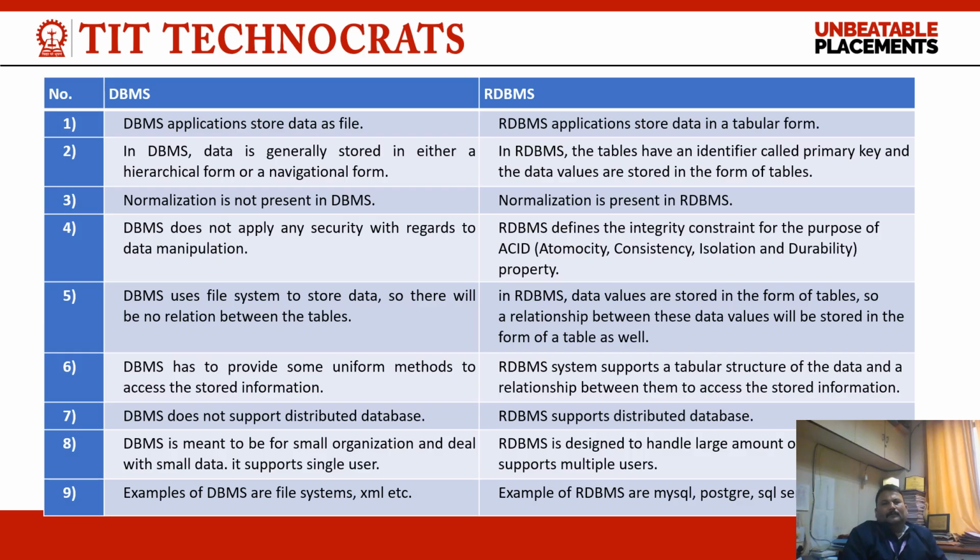Now we compare the difference between DBMS and RDBMS. You can see that there are some differences, so let's start one by one and discuss. DBMS applications store data as files, while RDBMS applications store data in the form of tables, which means tabular form. In DBMS, data is generally stored in either a hierarchical form or a navigational form, while in RDBMS, the tables have an identifier called a primary key, and the data values are stored in the form of tables.